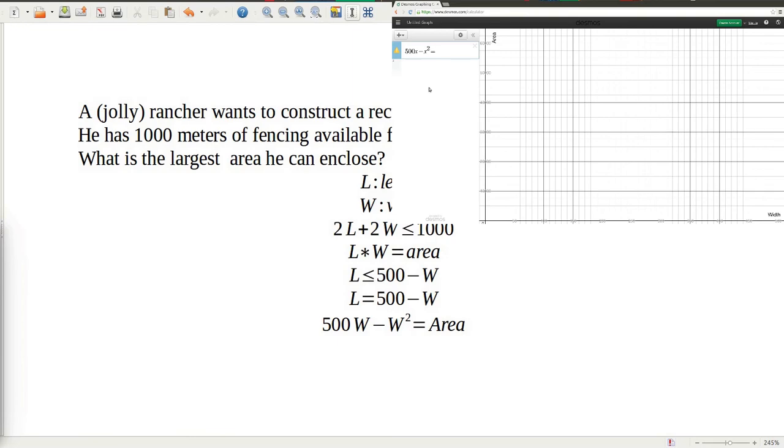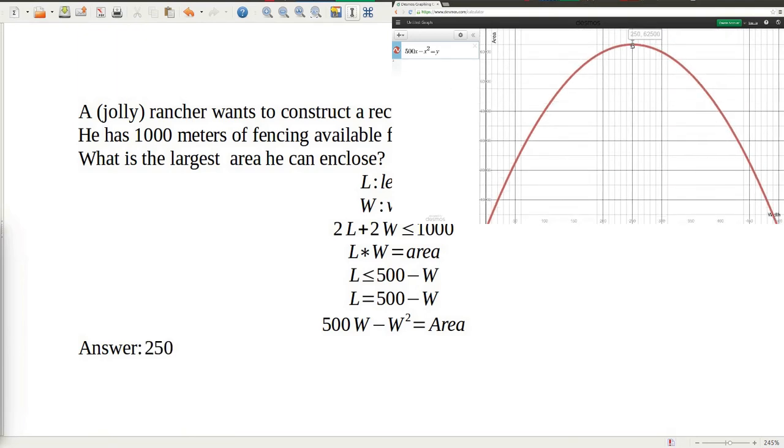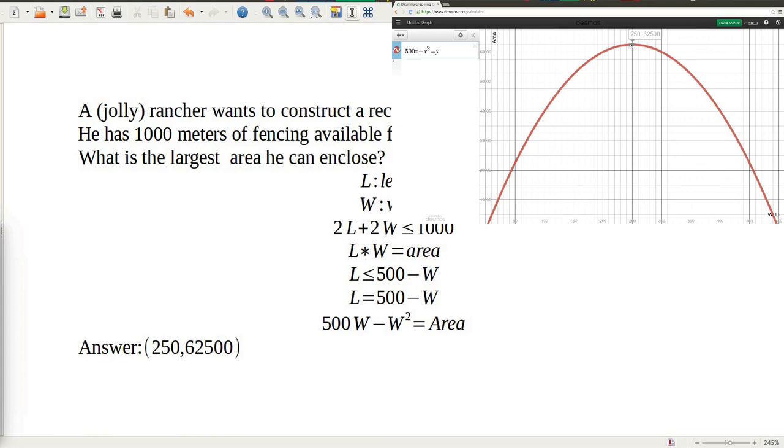If we do so, we can get a parabolic shape with area being the y-axis and width being the x-axis. We can now get our answer by seeing which point on the line has the greatest y-coordinate: 250, 62,500. With this, we can see that the greatest area would be 62,500 square meters.